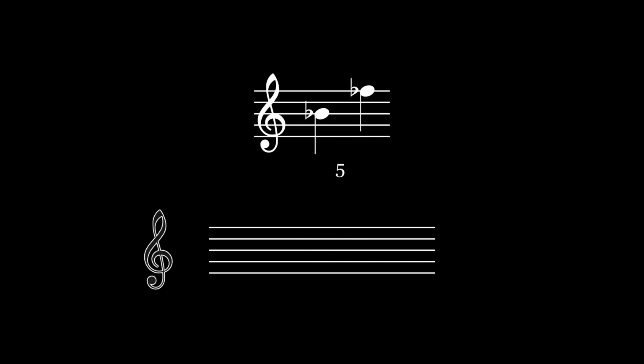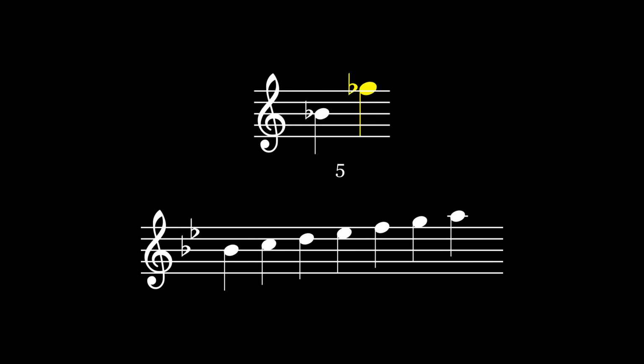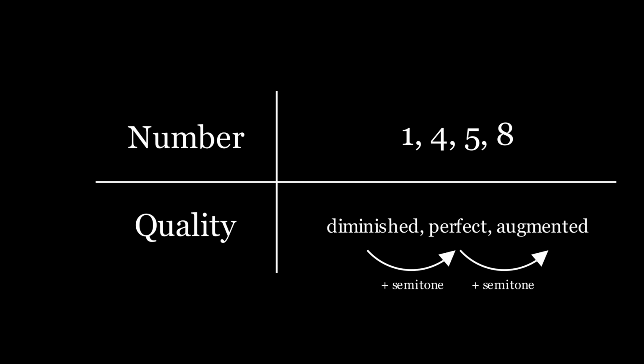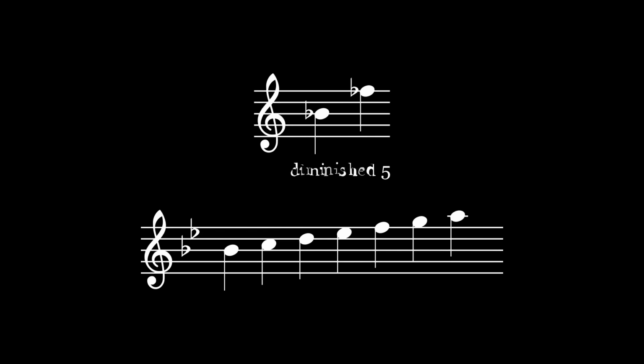First, we determine that there are 5 lines and spaces separating the 2 notes in this interval. Next, we build a B-flat major scale and conclude that the top note of this interval is not in that scale. If we wanted a perfect 5, our top note would have to be F natural. Since the top note is actually F flat, our interval is one semitone smaller. Going back to our sequence of interval qualities for numeric sizes of 1, 4, 5, and 8, ordered from smallest to largest, we see that an interval that is one semitone smaller than a perfect interval is a diminished interval. Thus, the jump from B flat to F flat is a diminished 5.